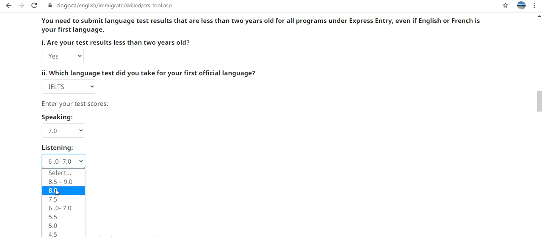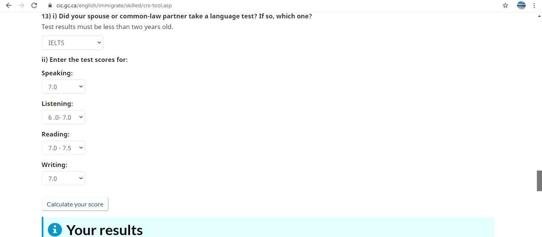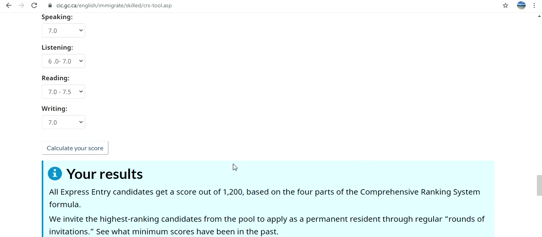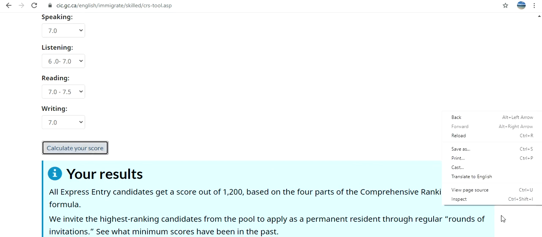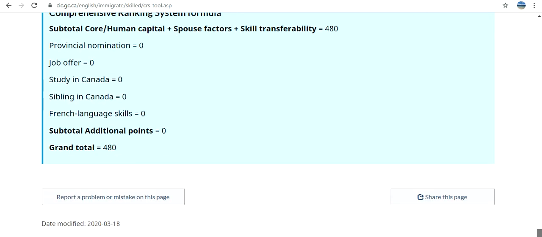Listening, people sometimes score high. Reading, okay, let's say she manages to do this. Now let's see what the score is. See the difference.